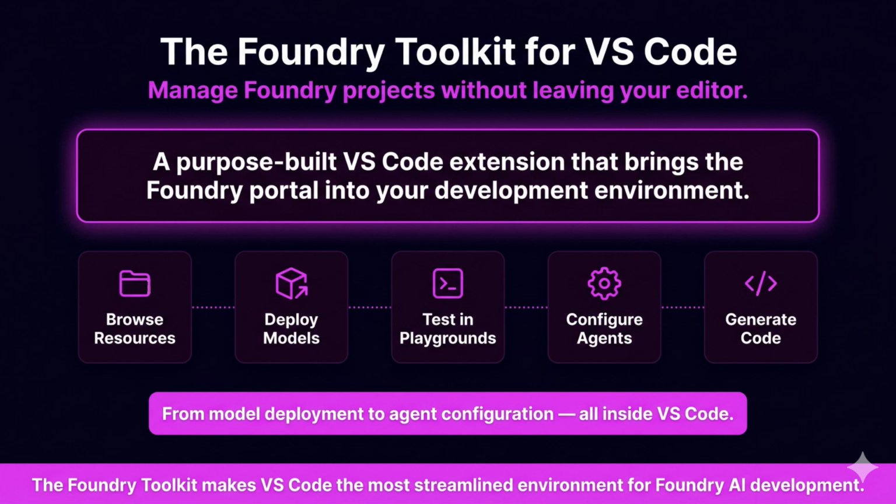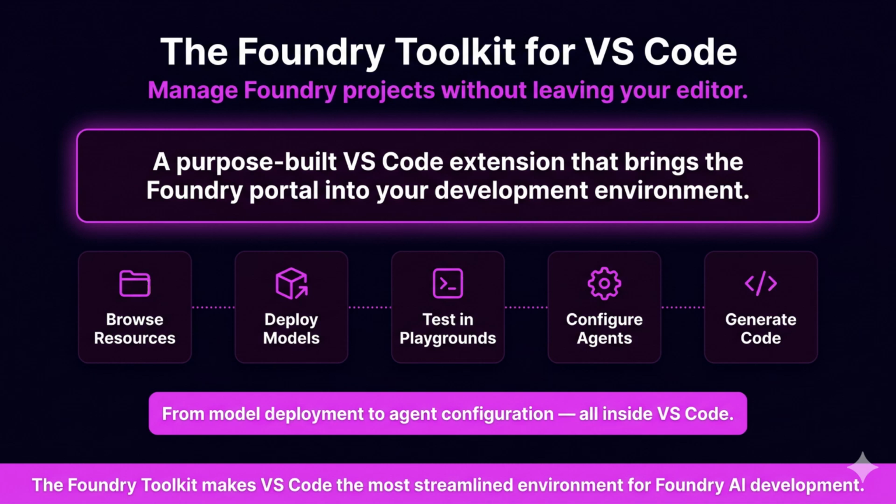The first is browsing and managing project resources. From inside VS Code, you can view and work with your deployed models, agents, connections, and vector stores without opening the portal. Next is model deployment. You can deploy models directly from the Foundry model catalog without leaving the editor.